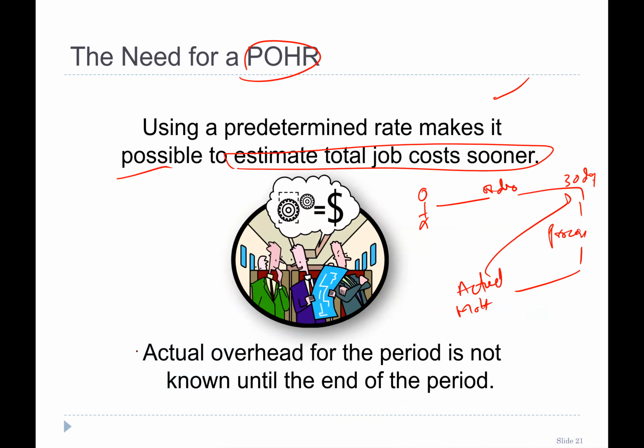The actual overhead for the period is not known till the end of the period. So in that case, using the predetermined overhead rate makes it easier to accept or reject the order.